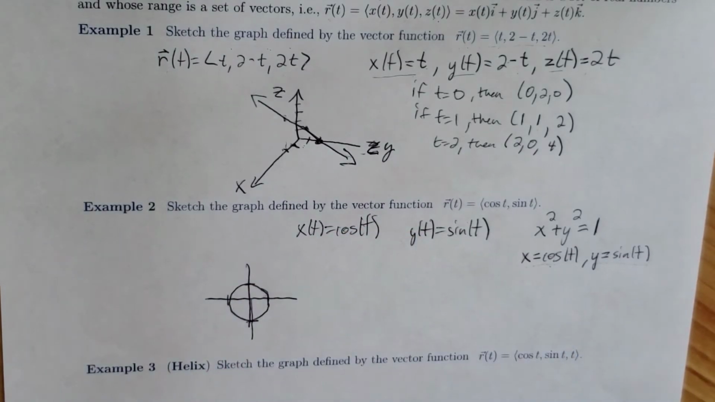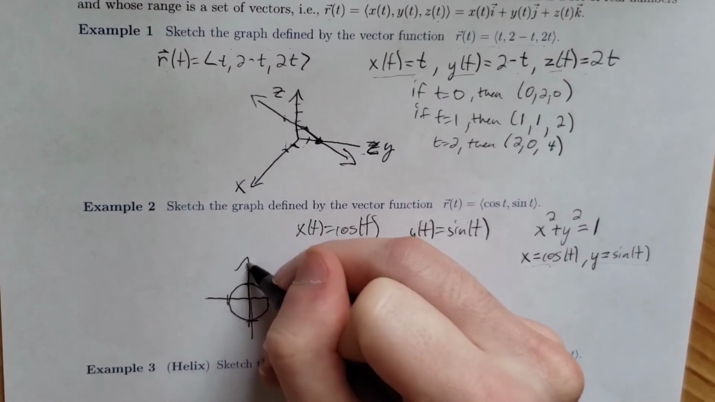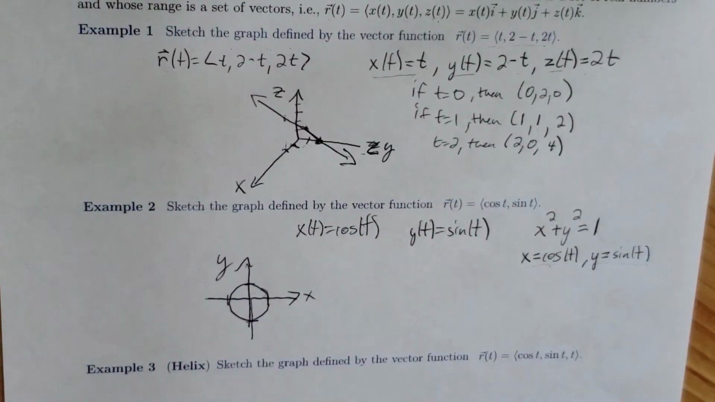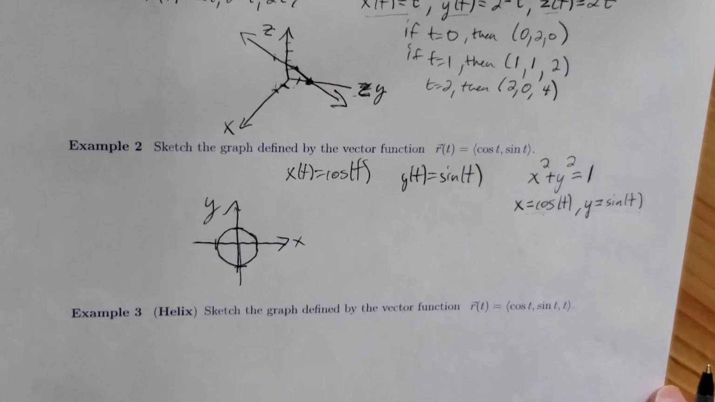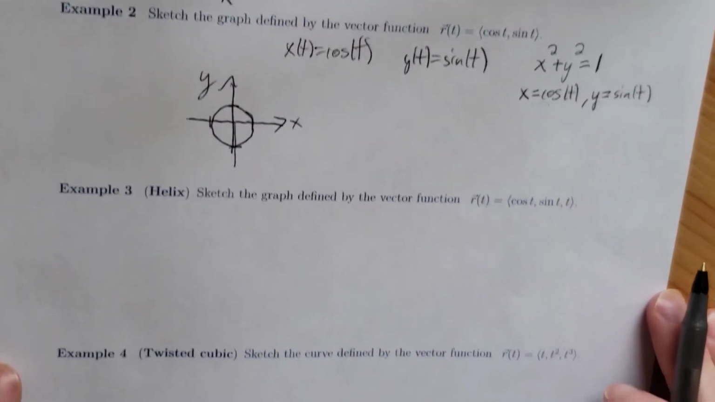So we've sketched our vector function r of t is equal to cosine of t, comma, sine of t. And that's it for that sketch. I'm going to do 2 more examples here.